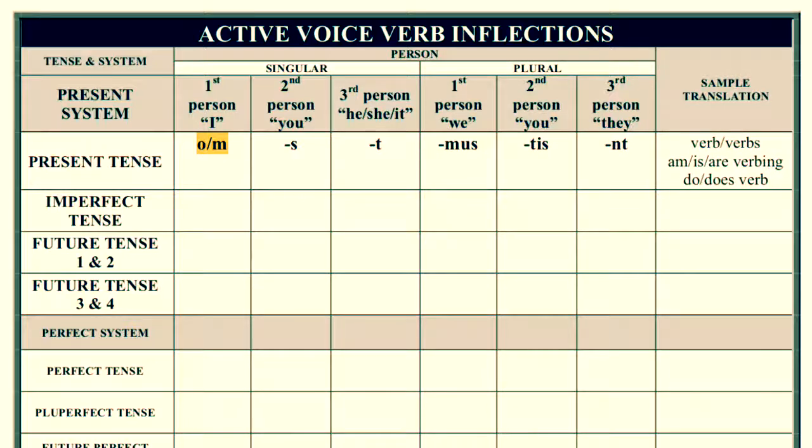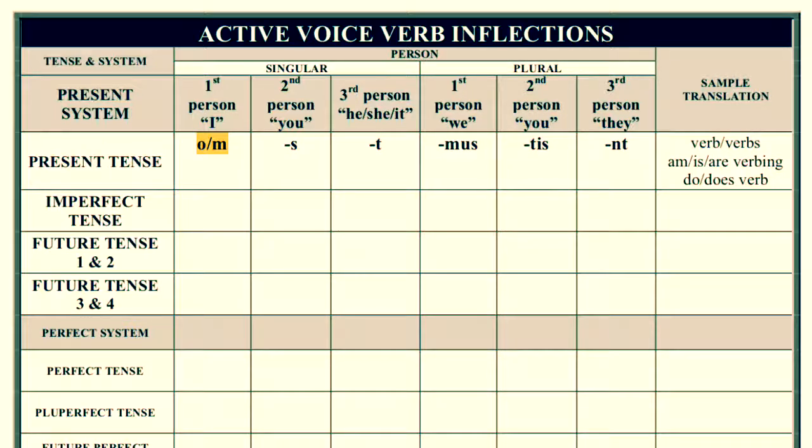Finally, when I see the letters NT on a verb, I know that the subject of the verb is they. I can also use a plural noun or two singular nouns as the subject of a verb that ends with the inflection NT. When I translate it into English, I must translate it using the phrasing, they love, they are walking, they do give.